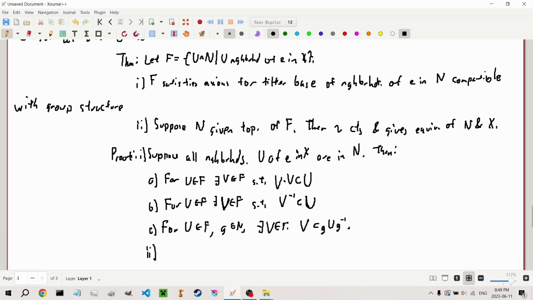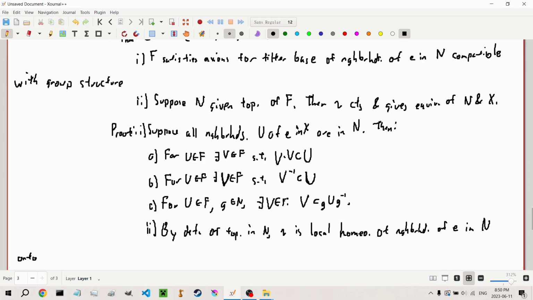Secondly, by definition of the topology in N, I is a local homeomorphism of a neighborhood of E in N onto a neighborhood of E in X. As I is continuous as a map from N to G at E, it is continuous everywhere.